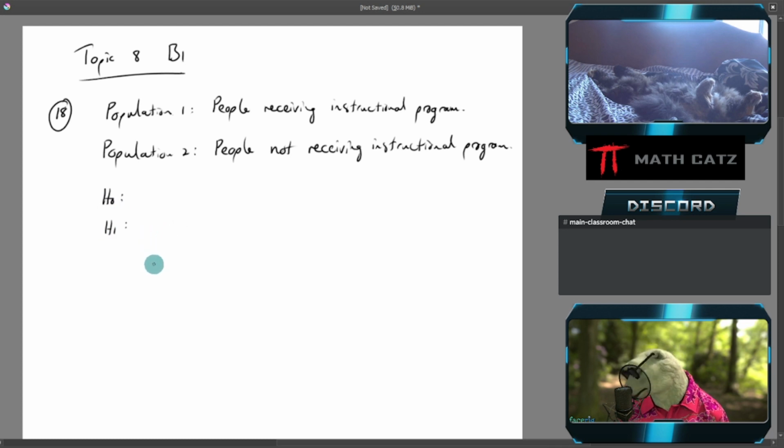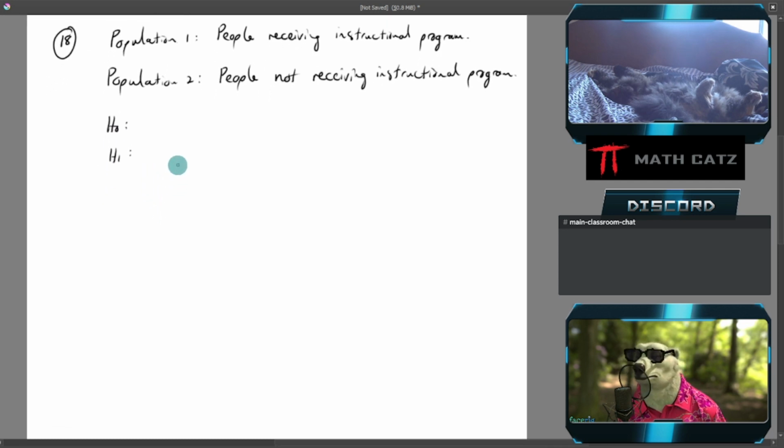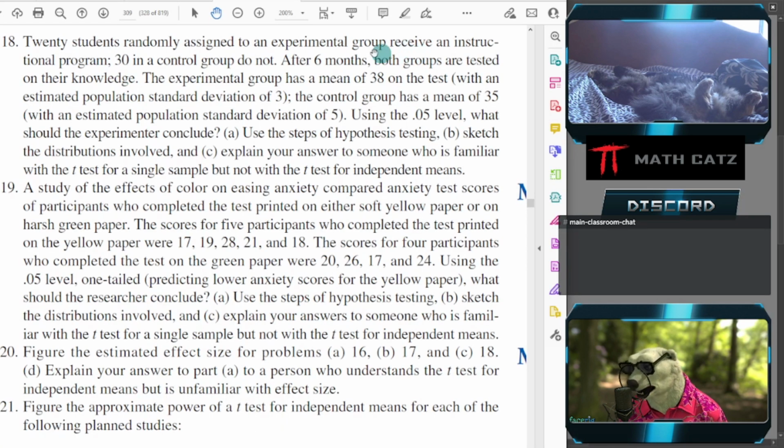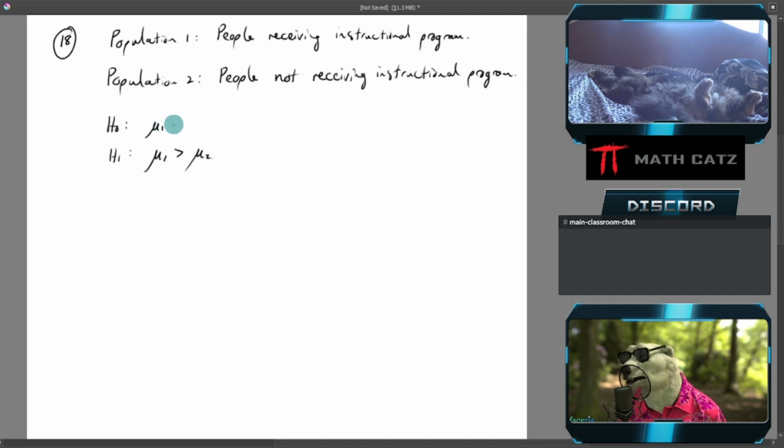Well, the research hypothesis is sort of what I'm hoping for, informally speaking, and I'm hoping for an improvement in the average test results. So I'm hoping that receiving the instructional program improves the test result. Did they say what they were testing for? Assigned, control group, both groups are tested on their knowledge. So it improves your knowledge according to some test. And then the null hypothesis is, of course, that there is no change. Or in other words, that the difference between the two is 0.